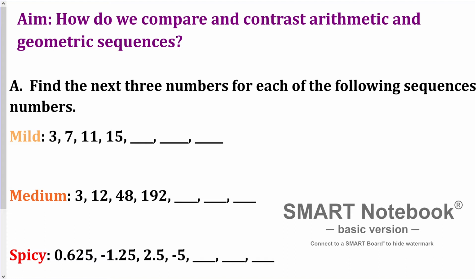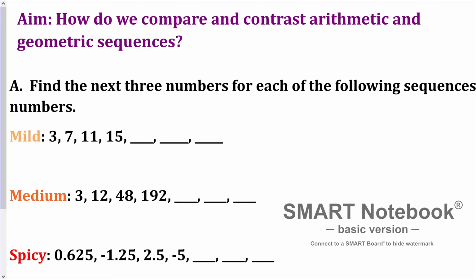So firstly, let's look at these three sequences. We've got a mild, medium, and a spicy sequence, and it says to find the next three numbers. So first of all, these sequences just look like lists of numbers. And that's exactly what sequences are. They're just a list, but it's a list that has a pattern. Okay? So let's look at this first one.